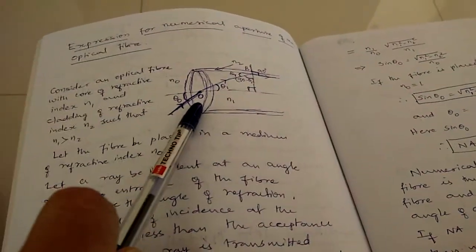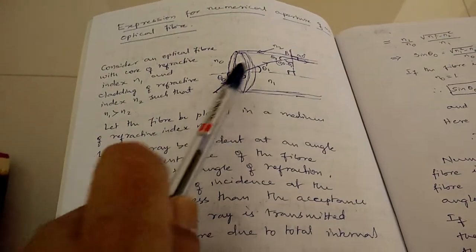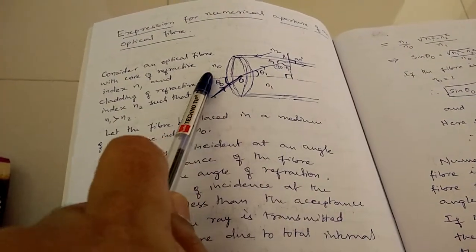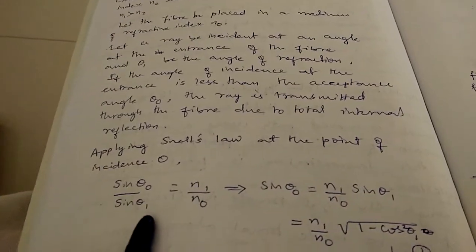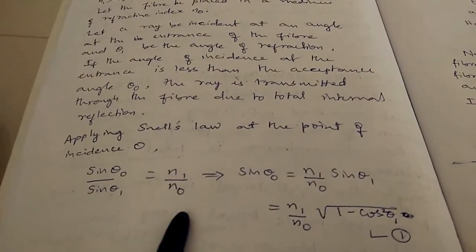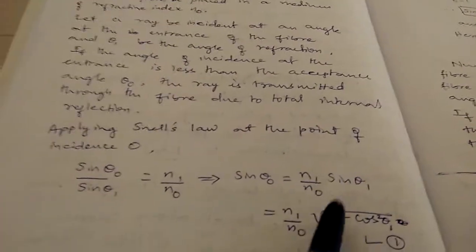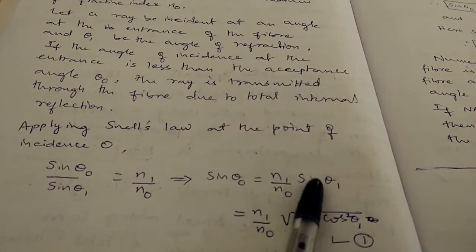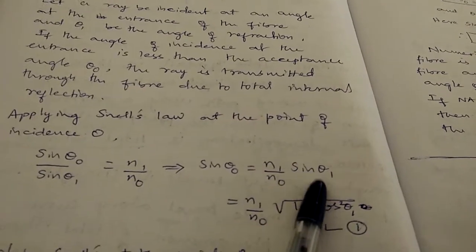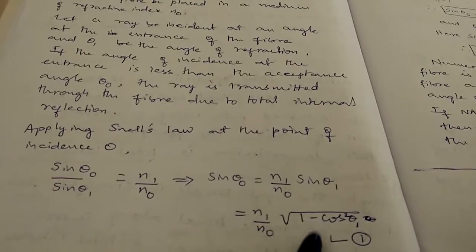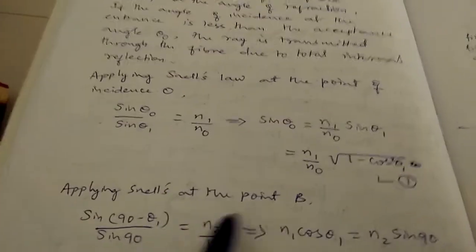At the point of incidence O, let us apply Snell's law. What is Snell's law? Sin theta naught divided by sin theta 1 is equal to n1 divided by n0. So by cross multiplying we get sin theta naught equal to n1 by n0 into sin theta 1. Now what is sin theta 1 in terms of cos? You can write sin theta 1 as root of 1 minus cos square theta 1. Let us name this as first equation.